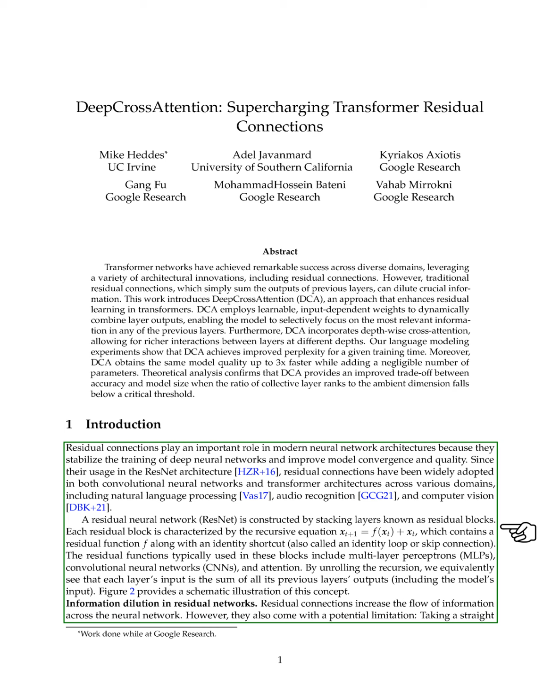A residual neural network, or ResNet, is built by stacking layers called residual blocks. Each block follows a specific pattern where the output is the sum of a function applied to the input and the input itself. This structure allows information to flow more freely through the network.